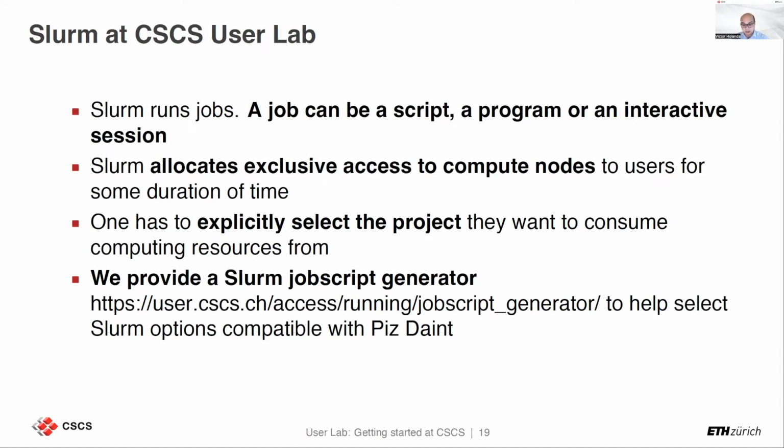So we have written a Java interface, a small application on our web page and our user portal that allows you to select proper options for Slurm to run on Pitstein. That's called the job script generator, and you can find the information on this script on this link.